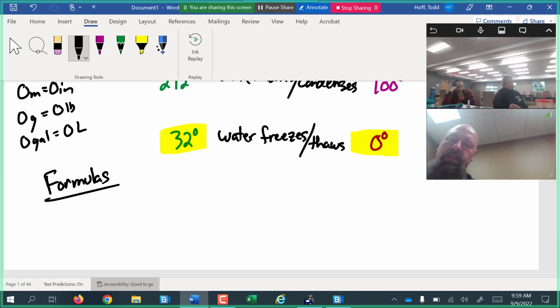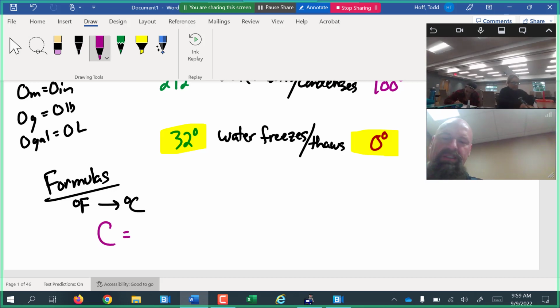To go from degrees Fahrenheit to degrees Celsius, our Celsius temperature is found by taking the Fahrenheit temperature, and the first thing we do is correct for that difference in zero points. So we subtract 32 degrees from it.